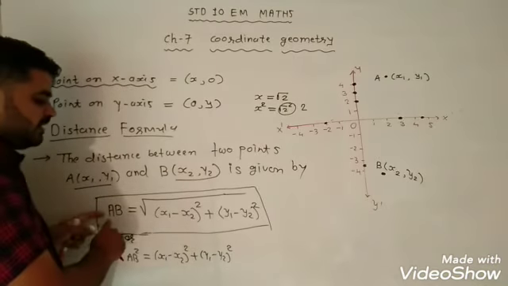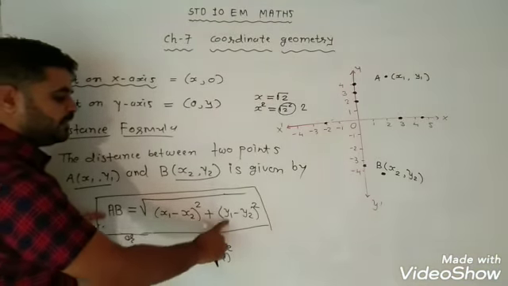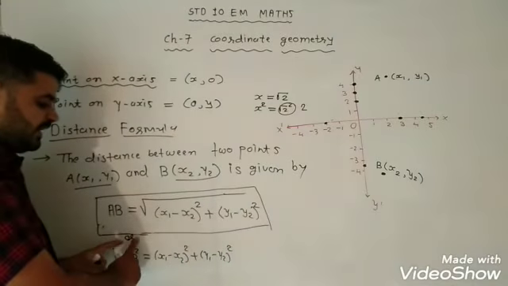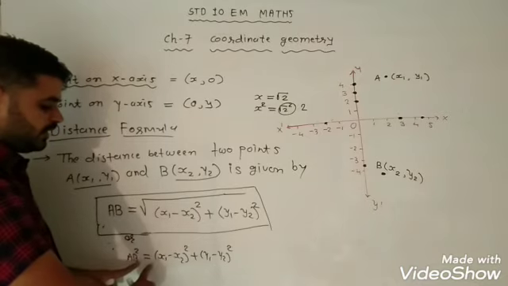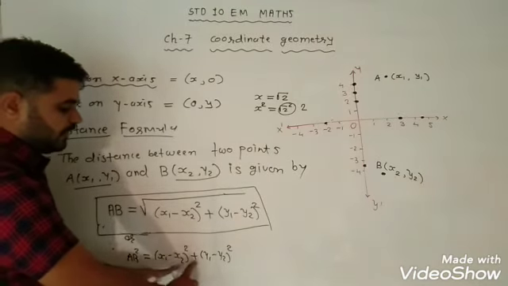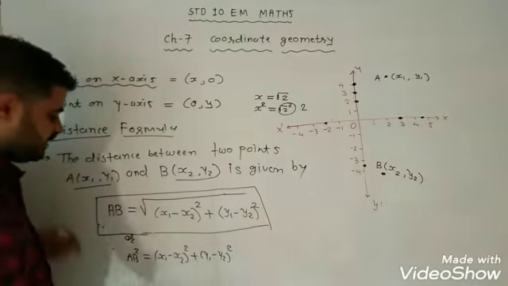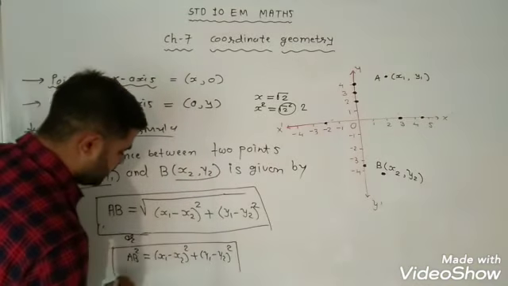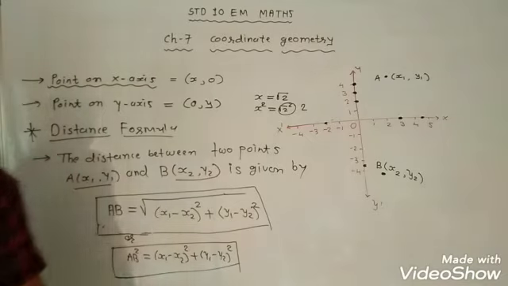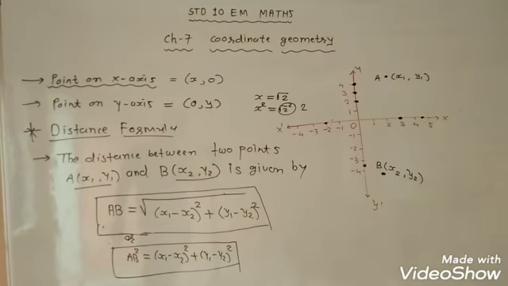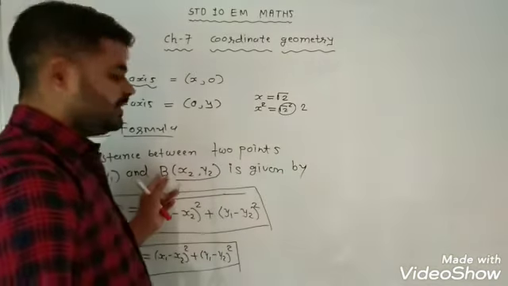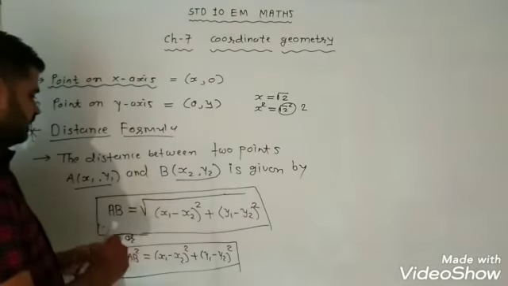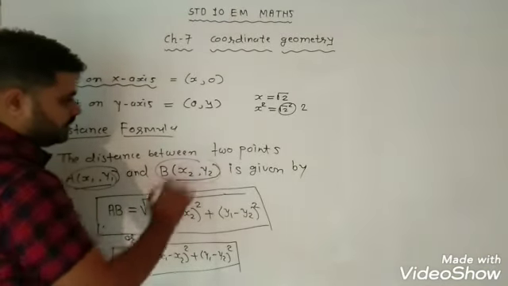Okay, here AB is equal to under root x1 minus x2 whole bracket square plus y1 minus y2 whole bracket square, or we can write this formula in this form. Here AB square is equal to x1 minus x2 whole bracket square plus y1 minus y2 whole bracket square. It is also another form of the distance formula. Okay, now here we consider the distance between the point x1 y1, this point and this point.